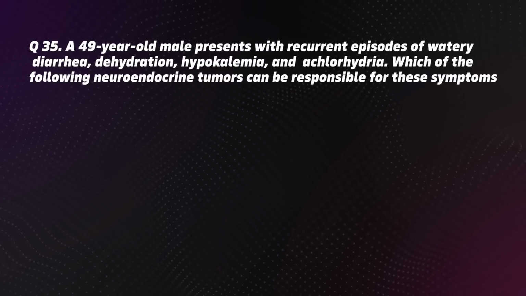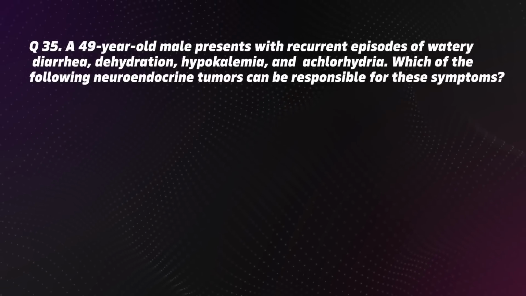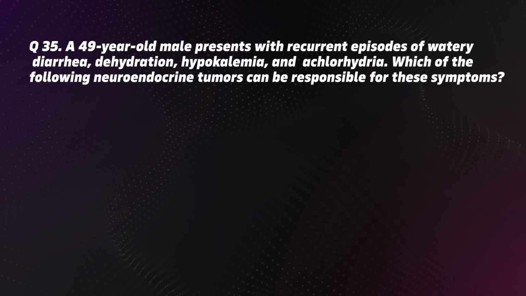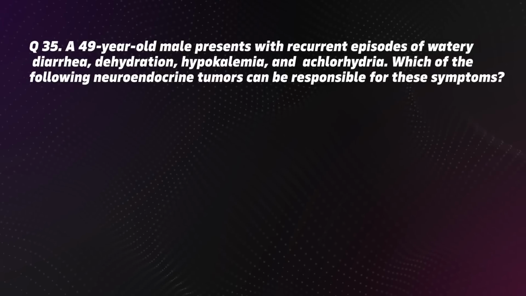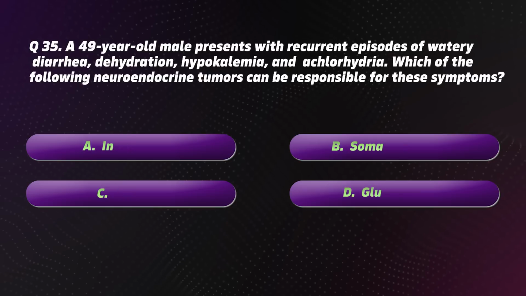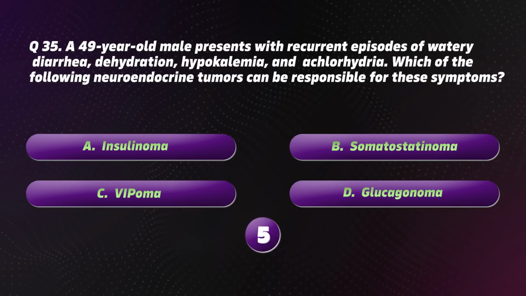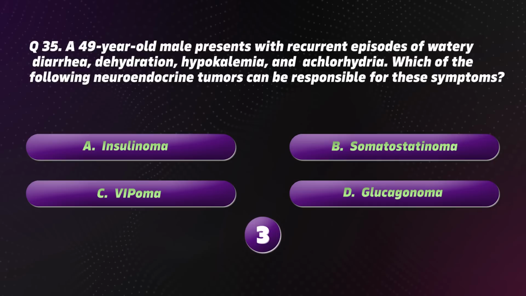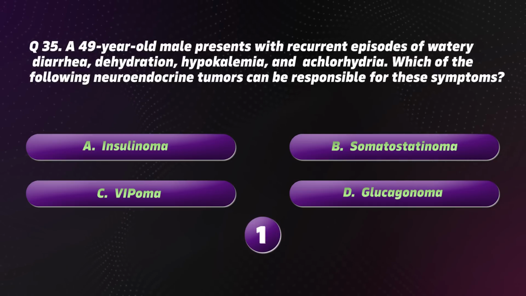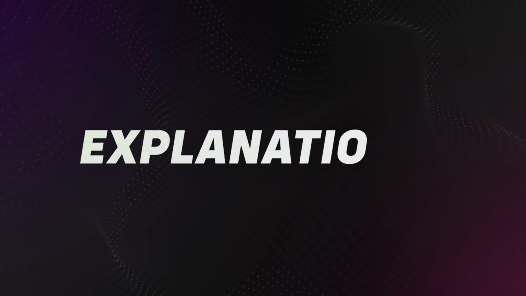Question 35. A 49-year-old male presents with recurrent episodes of watery diarrhea, dehydration, hypokalemia, and achlorhydria. Which of the following neuroendocrine tumors can be responsible for these symptoms? Here are the options. A. Insulinoma. B. Somatostatinoma. C. VIPoma. D. Glucagonoma. And the correct option is C, VIPoma. Here is the explanation.